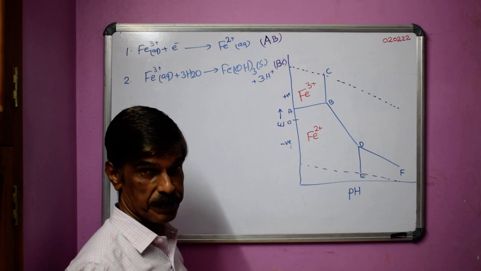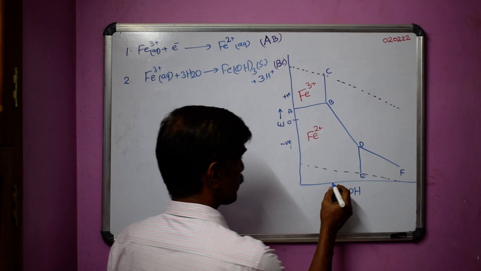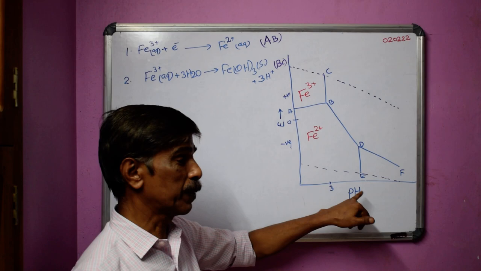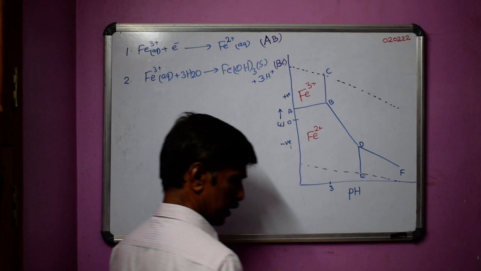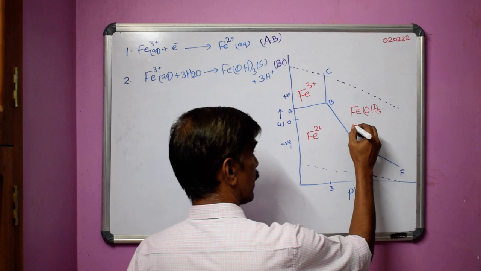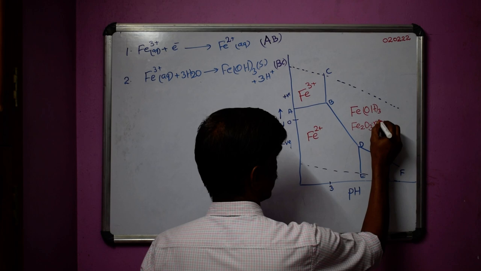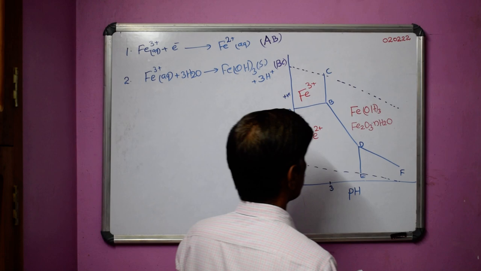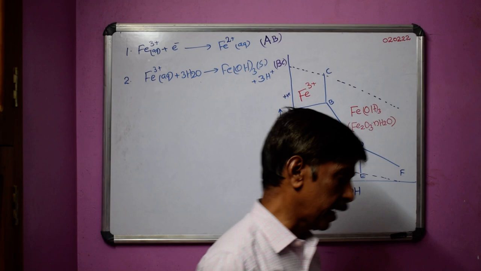Similarly, we have the pH of around 3. Below that pH, the predominant species will be Fe3+, and above that pH, that is 3, it will be Fe(OH)3, that is solid. You can see this area is represented by Fe(OH)3. Fe(OH)3 also can be written as Fe2O3 hydrated ferric oxide, Fe2O3·nH2O, that is a hydrated ferric oxide. Fe(OH)3 is called ferric hydroxide, or it can be called a hydrated ferric oxide, that is Fe2O3·nH2O.